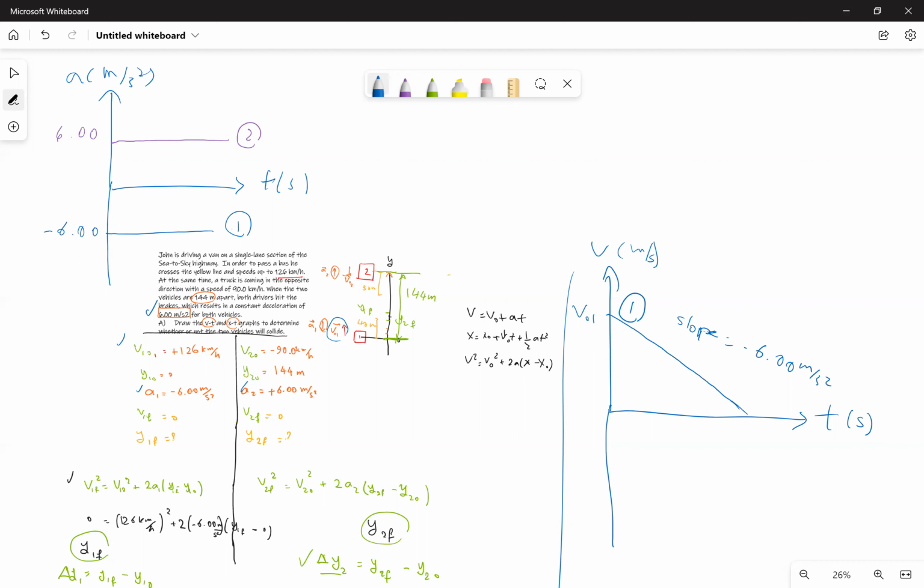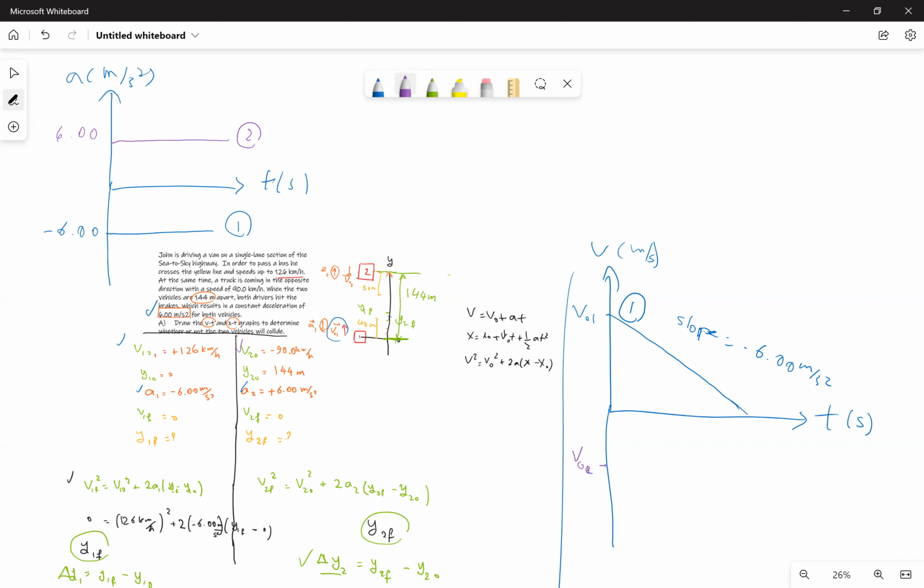What's going on for car two? Let's pick purple. It starts with a velocity of negative 90 kilometers per hour, which you will convert to meters per second. I'm going to draw it around here. This is going to be v02.